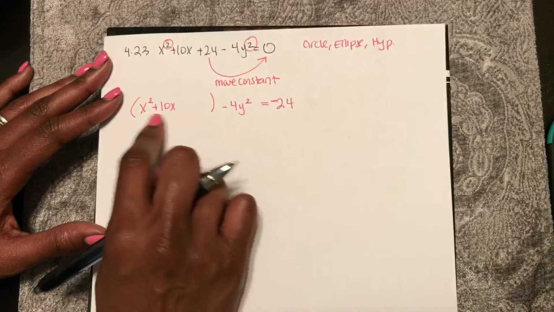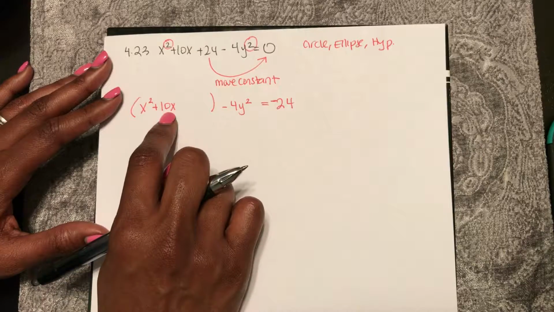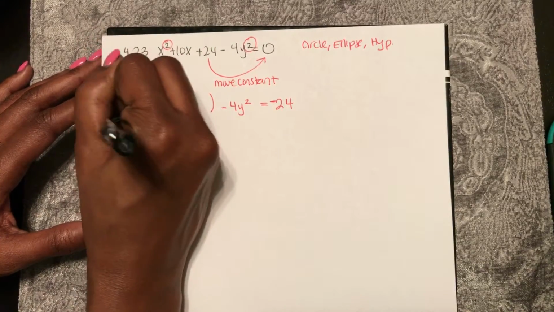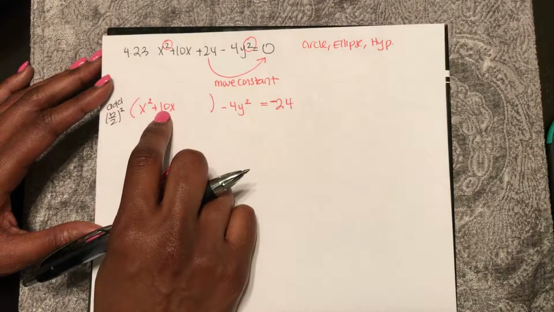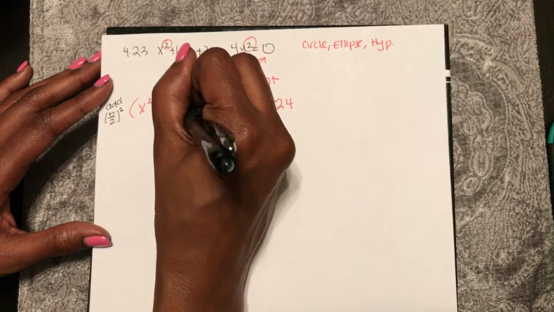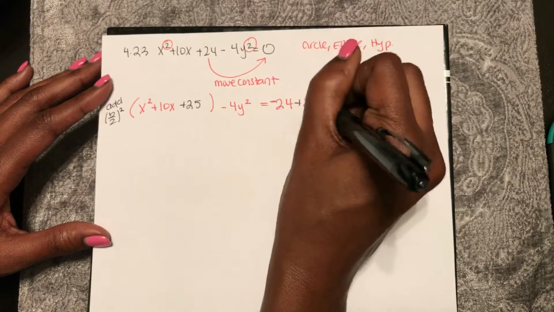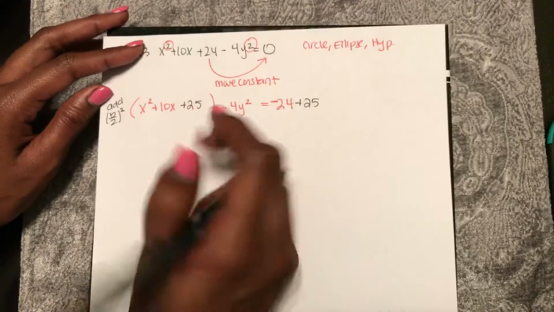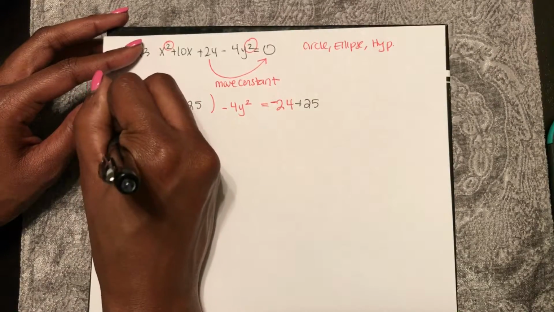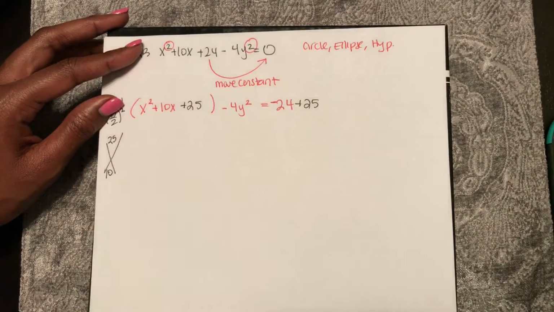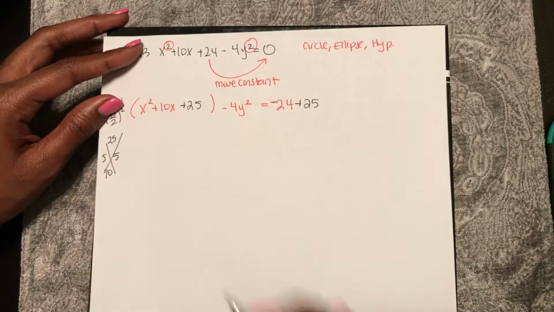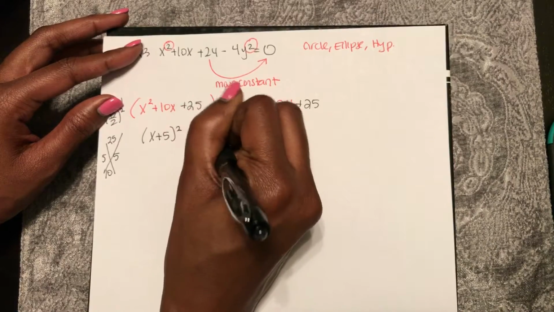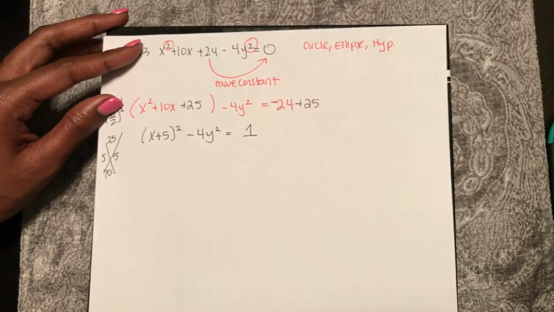So I left this space here because when I have a squared term and a single term, I need to complete the square. I'm going to add b over 2 squared. So 10 divided by 2 is 5 squared, 25. Keeping it balanced, I'm going to add 25 to both sides. So here, to factor, I'm looking for two numbers that multiply to make 25 and add to make 10. Those numbers are 5 and 5. X plus 5 squared minus 4y squared equals 1.